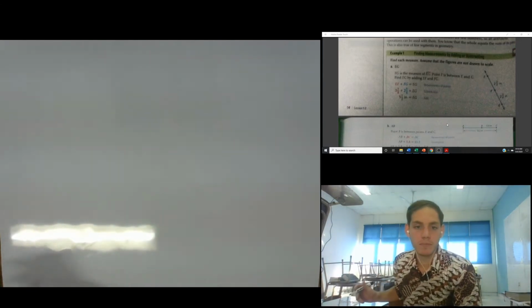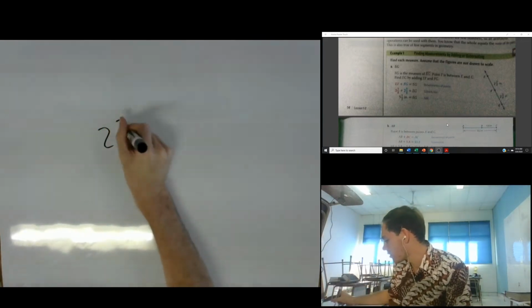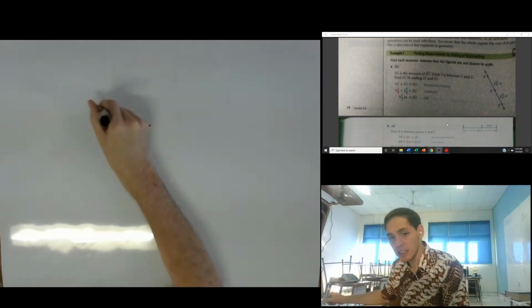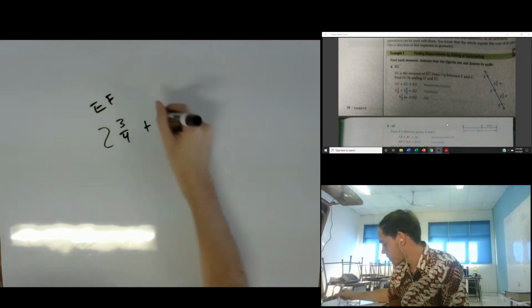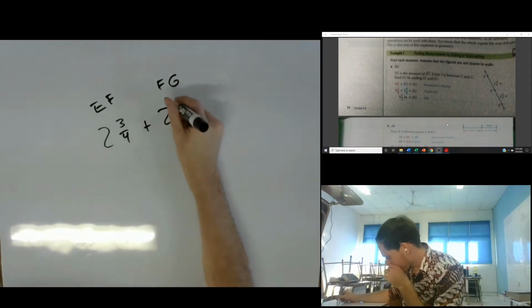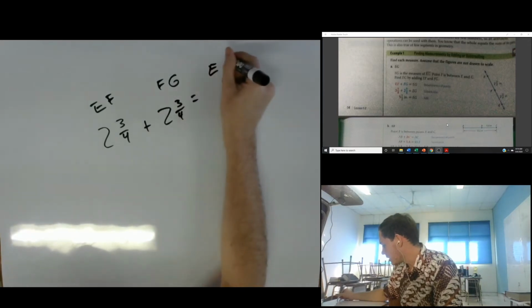So example 2, we have EF and FG, and we're trying to find EG. So we're trying to find the total. So EF is 2 3/4. This is the EF, and FG is 2 3/4. We're trying to find EG.